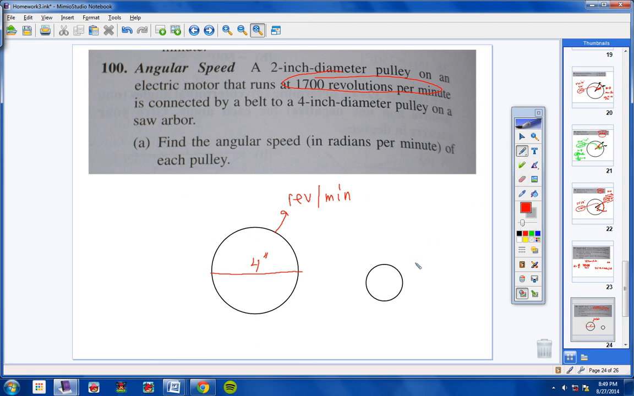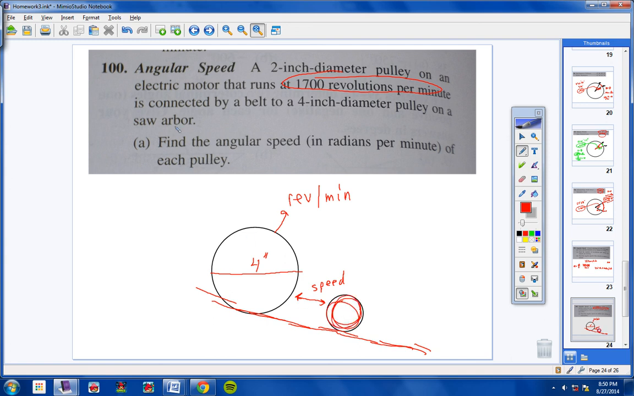Now, please listen to me carefully, students. If these two pulleys were boulders, and they're rolling down a hill like this, in order for these two boulders to keep the same distance apart, they must go the same what? Speed. Doesn't that make sense? It makes total sense to me. But just because they're going the same speed doesn't mean their revolutions will be the same.